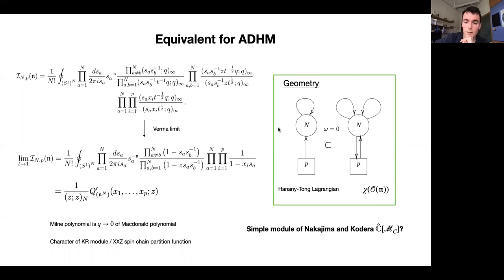I see. There's another difference with the T[SU(N)] theory in that you have this factor here.